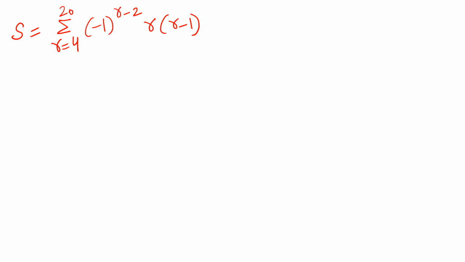Now students, we know the property nCr equal to n upon r into (n minus 1)C(r minus 1). So using this property, 20Cr can be written as 20 upon r into 19C(r minus 1). And 19C(r minus 1) can further be written as 19 upon (r minus 1) into 18C(r minus 2). So that means I can replace 20Cr by 20 upon r into 19 upon (r minus 1) into 18C(r minus 2).